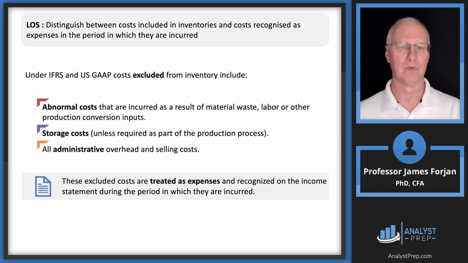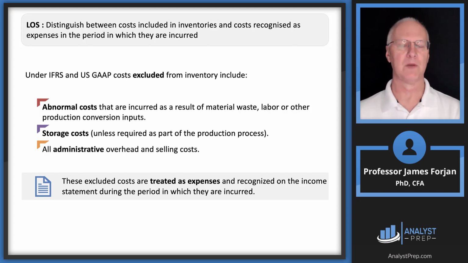Now, of course, we need a slide about what kind of costs are excluded from inventory. And so you remember when we did the income statement reading, we had revenues, then we minus the cost of goods sold, which we're going to talk about at length here today, and then we had minus selling and general and administrative expenses. So there you go, look at that third one there. All administrative overhead and selling costs are excluded, but you knew that from a previous reading.